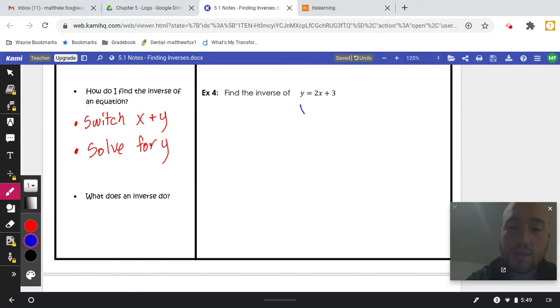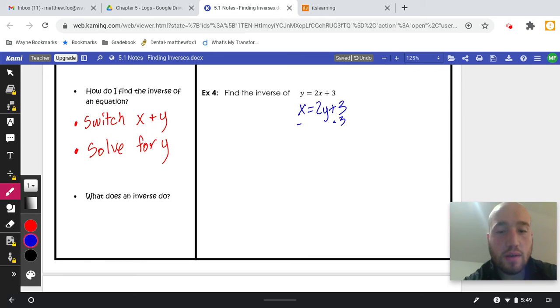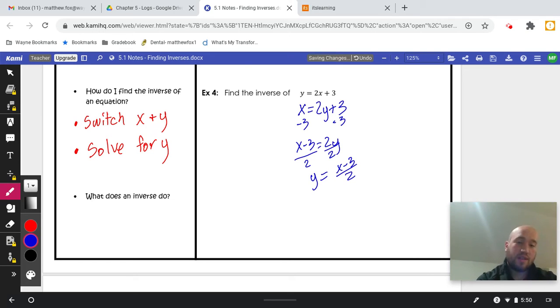So we look over here: first step, switch the x and the y. So x and y switch places, and we get x equals 2y plus 3. Now we want to get that y by itself. So I'm going to subtract my 3. I have x minus 3 equals 2y. Divide by 2. I'm going to rewrite it in the other order, but y equals (x minus 3) divided by 2. And we are done. That is all there is to it.